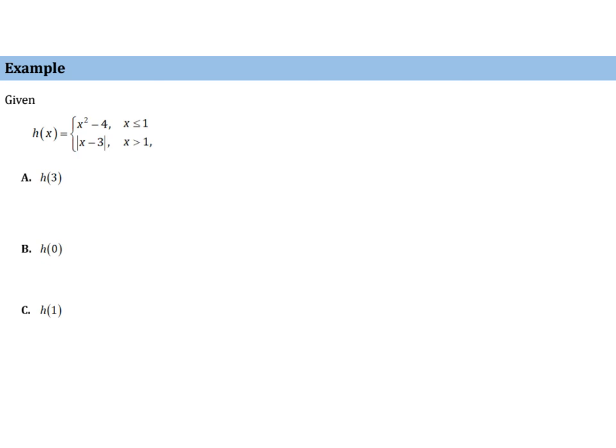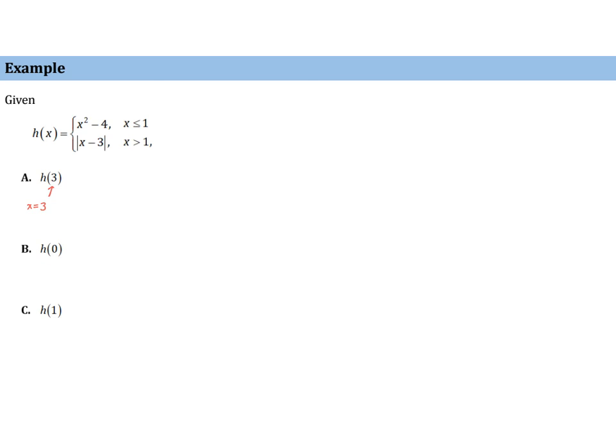So let's take a look at part A. We are to find h of 3. Notice 3 is our x value. That should tell us what piece to use, because we use the first piece if x is less than or equal to 1. We use the second piece if x is bigger than 1. Here x is 3, and 3 is bigger than 1, so we should use the second piece.